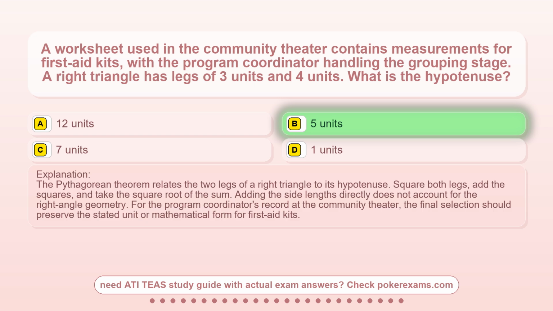The Pythagorean theorem relates the two legs of a right triangle to its hypotenuse. Square both legs, add the squares, and take the square root of the sum. Adding the side lengths directly does not account for the right-angle geometry. For the program coordinator's record at the community theater, the final selection should preserve the stated unit or mathematical form for first-aid kits.